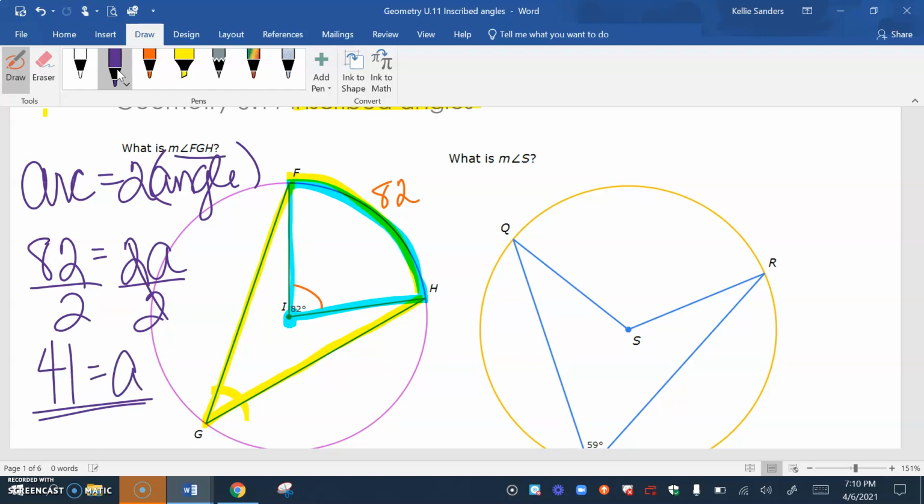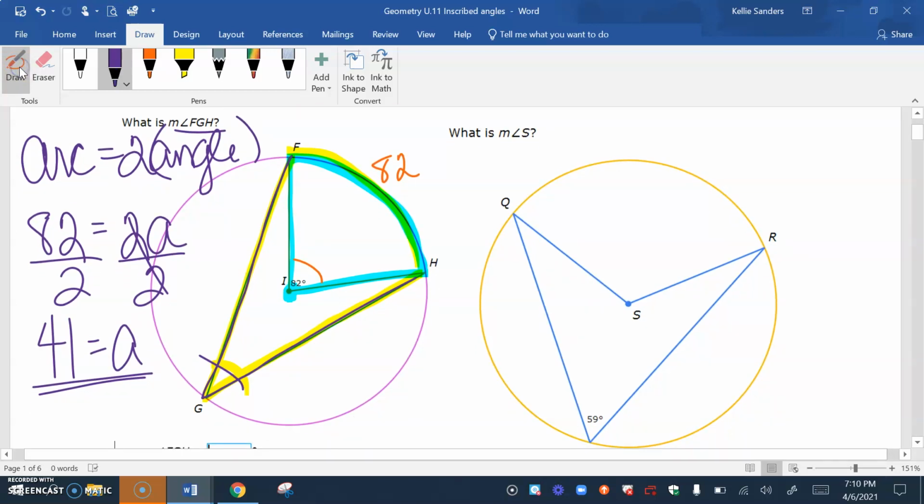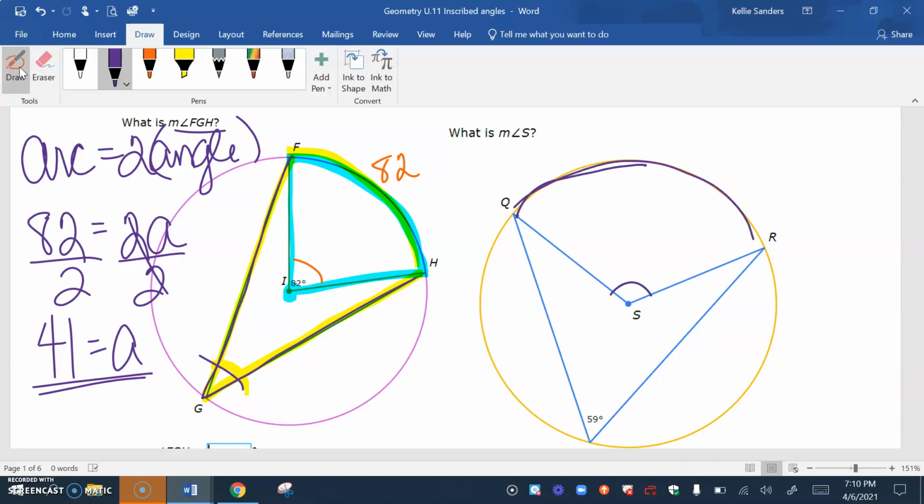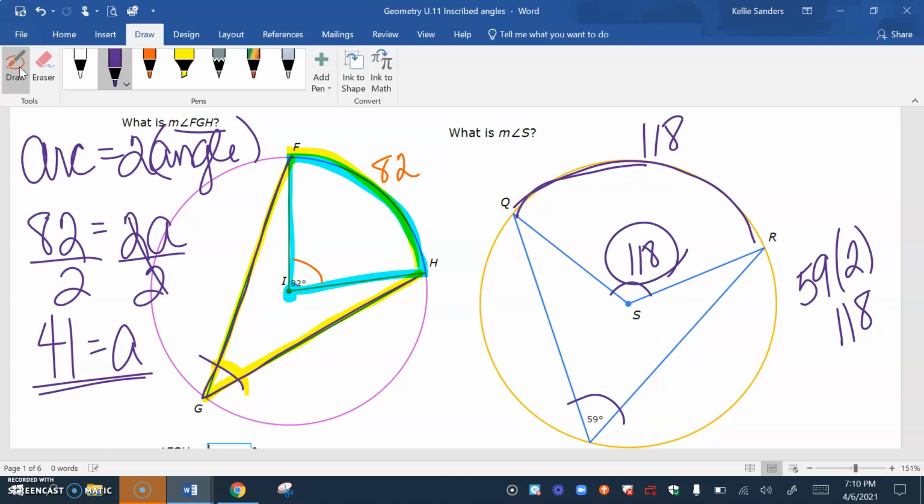And it's what is the measure of angle FGH, FGH, and that's what we were looking for. What is the measure of angle S? So here is S. So if I know what this arc is, then I know S. So if this is 59, I'm going to multiply by 2 this time, and the arc is 118. And if the arc is 118, then the central angle is 118.